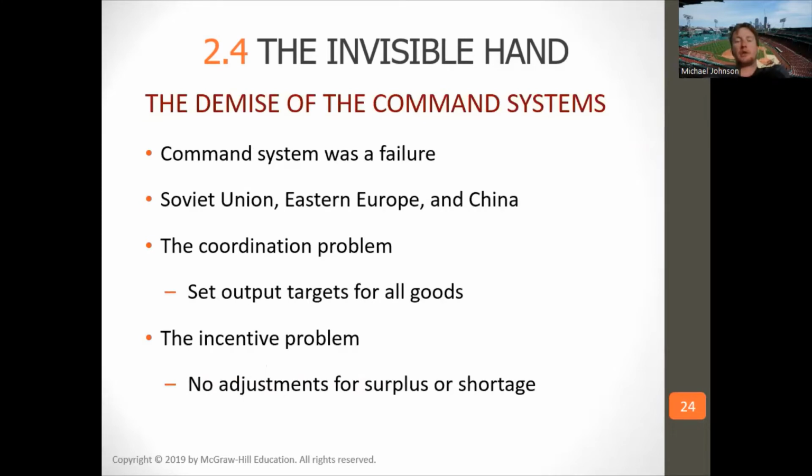So command systems are a failure. Soviet Union, Eastern Europe, and China. The problem is they have output targets for all goods, and that doesn't work out. And then there is no adjustment for surplus or shortage in products, so they don't adapt to those things.